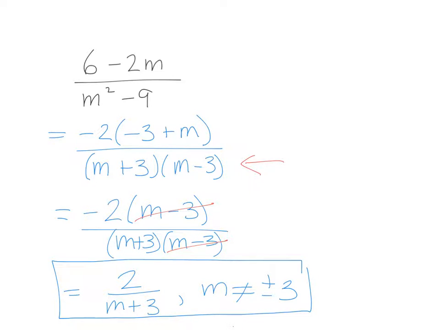Because if m is equal to 3, then these two things are not equal anymore. 3 is okay in the final answer, right? It would make it 2/6, or 1/3. It's not okay in the original, and that's why we need to include it in the non-permissible values.